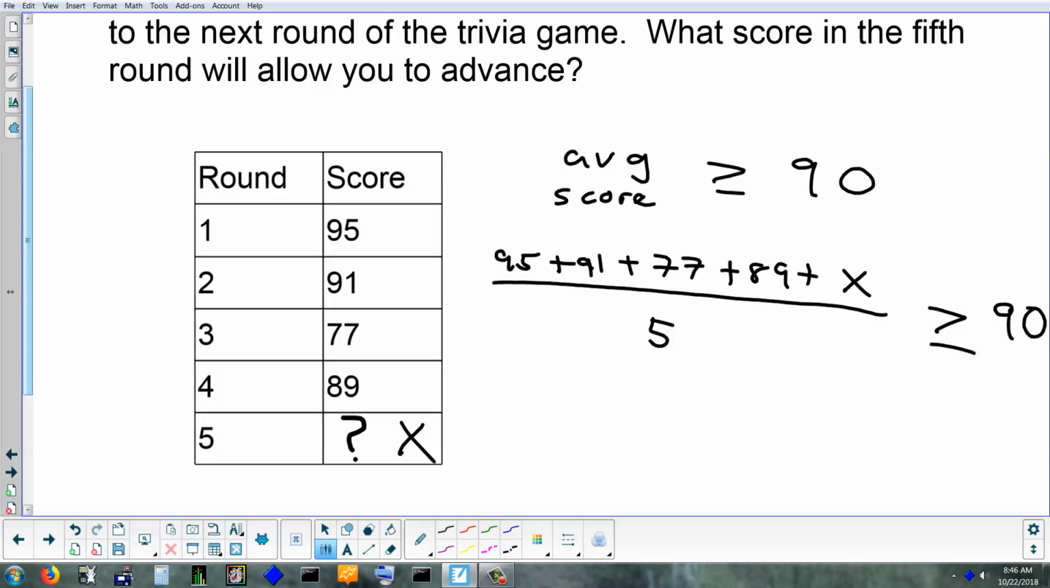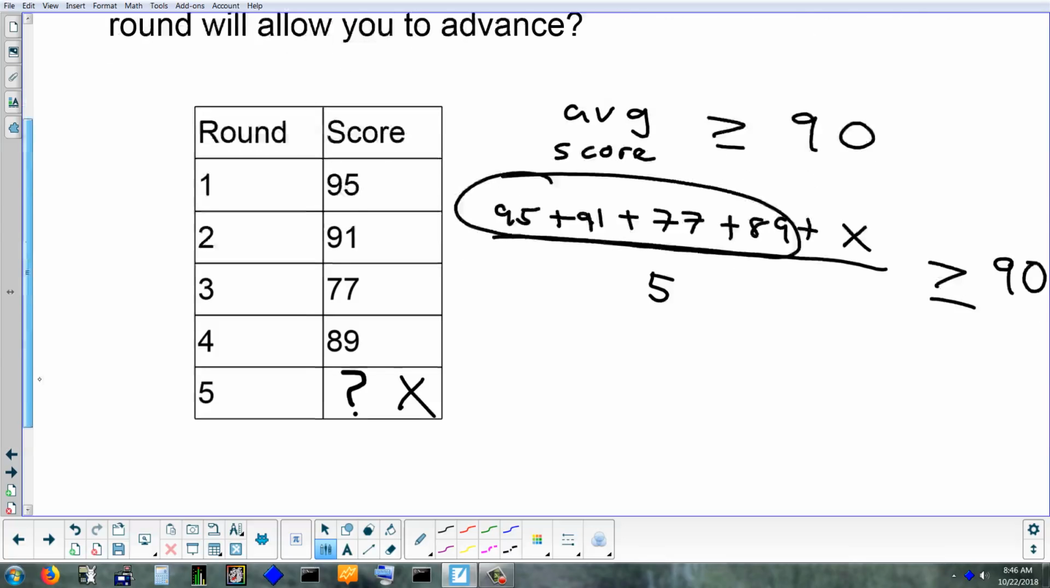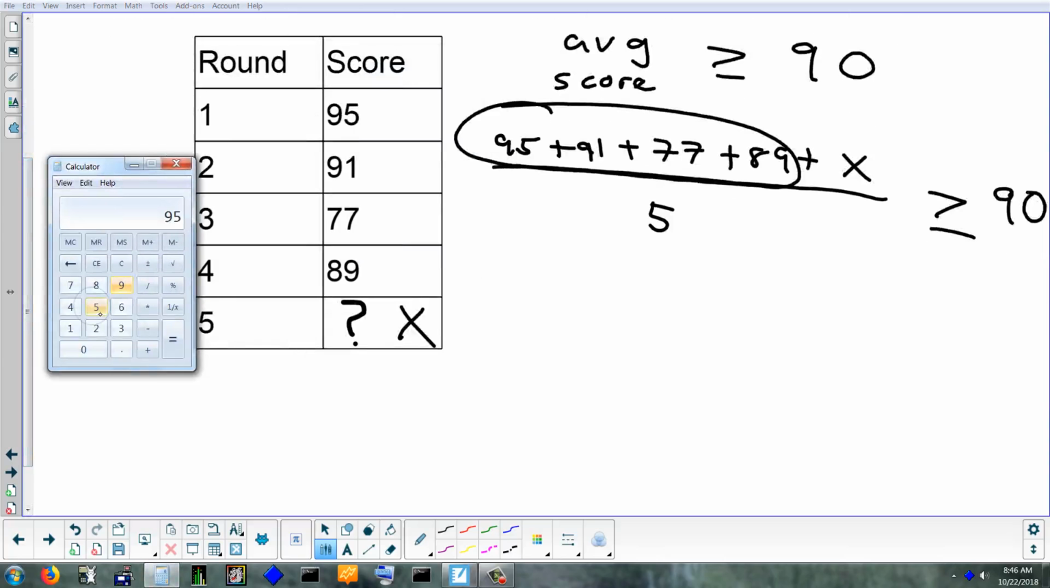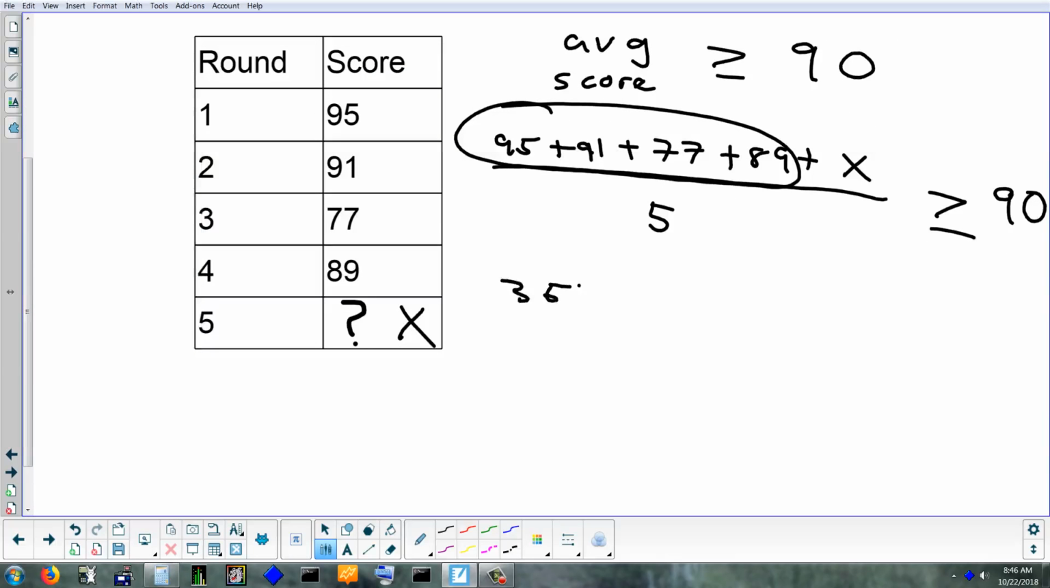All right. So now that's what we have to solve. Well, I see a lot of like terms right there. So I think first thing we should do is add all those up. All right. So we get 95 plus 91 plus 77 plus 89, 352. So 352 plus we still have the score we don't know, the unknown score in the 5th round. Divided by 5 is greater than or equal to 90.